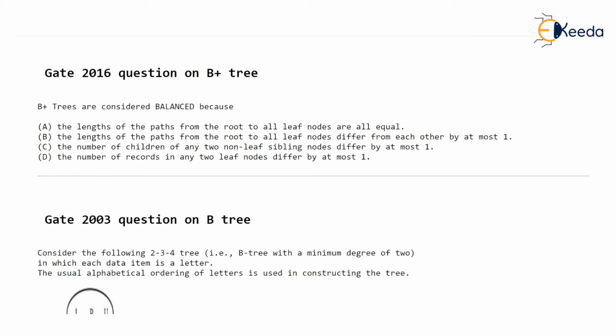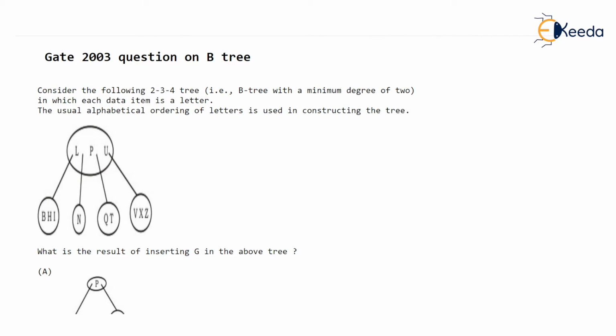Now a GATE 2003 question. Very simple but yet confusing. I mean, I don't know. GATE people should not ask such confusing questions. I mean, there is no adventure in solving this. But consider the following 2, 3, 4 tree.